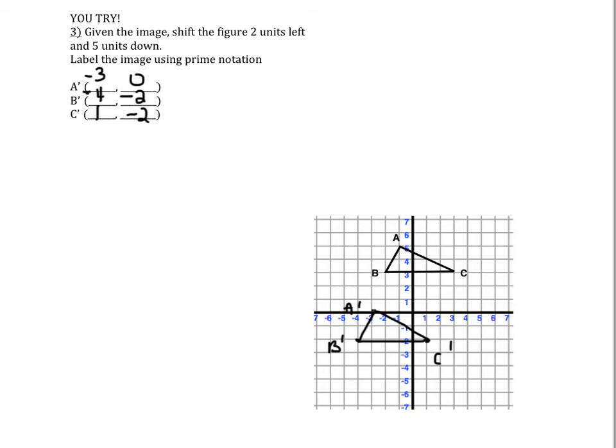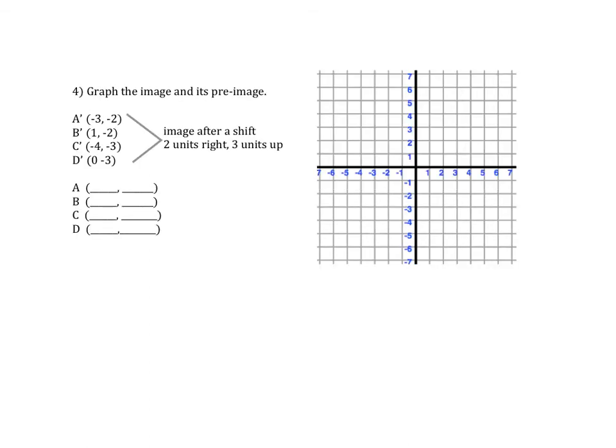All right, let's try one more. Okay, in number 4, our last example together, we have to graph the image and its pre-image. The image is the result of a transformation. The pre-image is what you would start with. That's your input. Again, the image is the output or the end result. So this is one where, again, we have to work backwards.